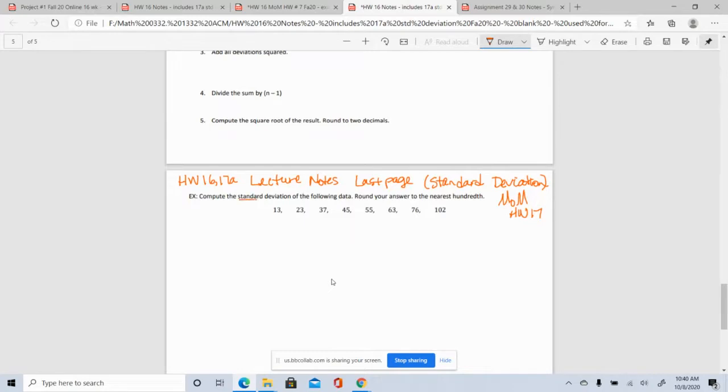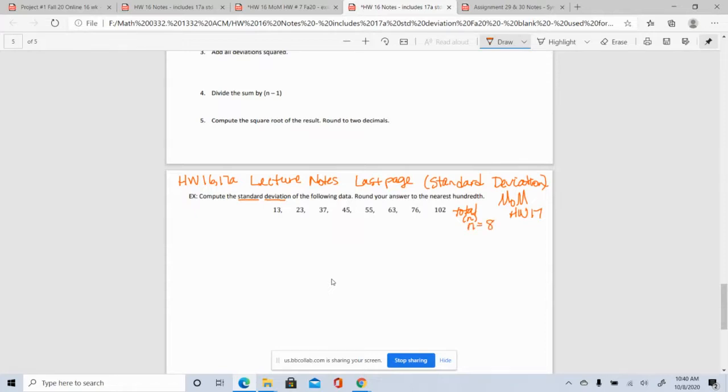Okay, so it says compute the standard deviation of the following data. Round your answer to the nearest hundredths. Okay, so we'll look at that later. So the first thing that we're going to do is look at these numbers. How many do I have? 1, 2, 3, 4, 5, 6, 7, 8. I've got 8 total. Now, it didn't tell me in the problem, did it? Which, remember, your total is your n. So your n is 8.